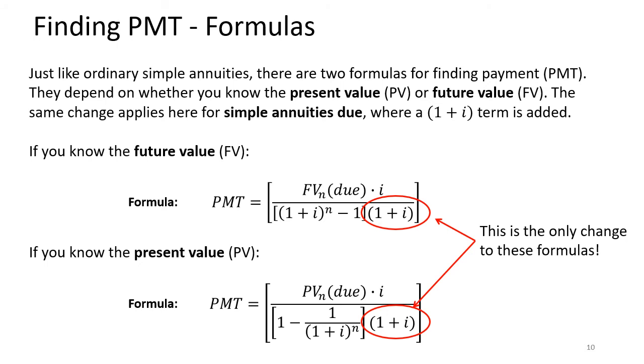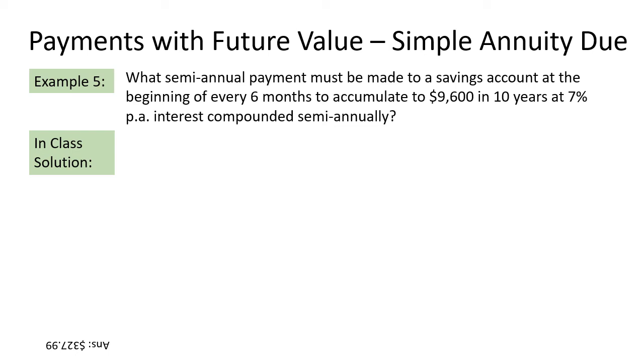So I'm going to look at one example using future value and one for present value. The methods are still the same. It's just that you have a different formula depending on if you're asking for future value or present value. And again, these formulas will be provided for you as a formula sheet for your test. So let's look at our first example here. What semi-annual payment must be made to a savings account at the beginning of every 6 months to accumulate to $9,600 in 10 years at 7% per annum interest compounded semi-annually?